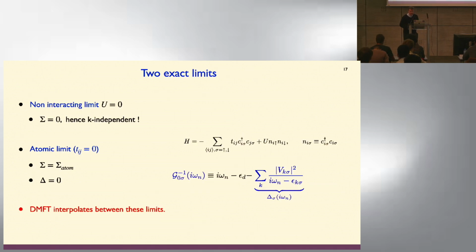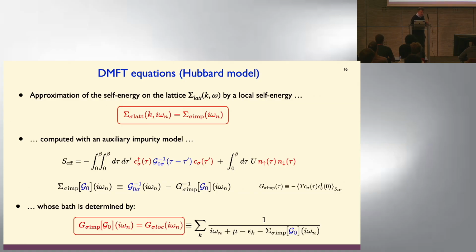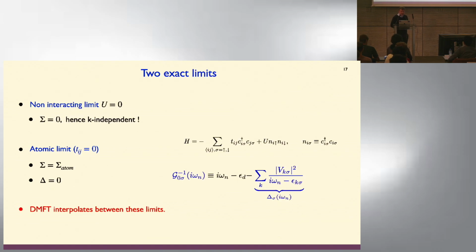All right. So I would like to point out one aspect of these equations, which is the fact that they are exact in two limits, which are simple limits, but still. The first one is when U is equal to 0. Because when U is equal to 0, the self-energy is 0, so of course it's k-independent. The approximation works well for free electrons.